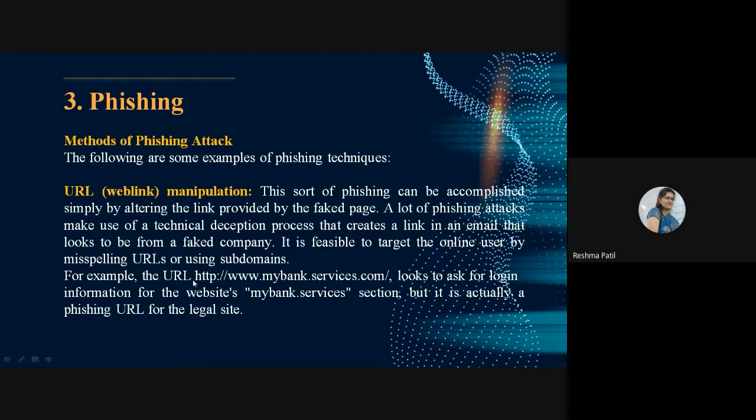For example, the URL www.mybank.services.com looks to ask for login information for the website's My Bank services. Suppose this is your original website. They will create some subdomain related with this. But it is actually a phishing URL for the legal website. This is not the legal one. This is a fake website, but the URL looks like your banking website.